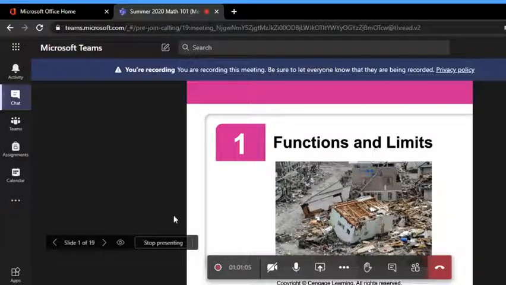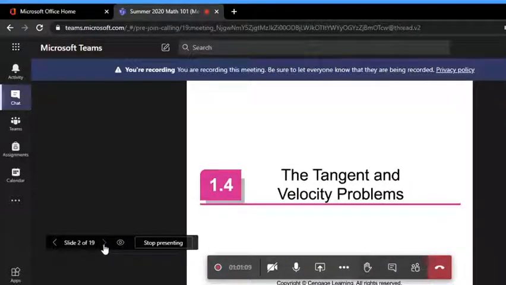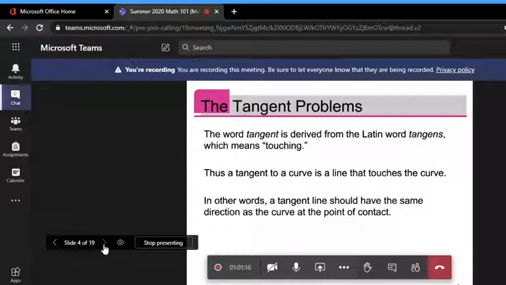Okay, this is section 1.4, again, functions and limits continued. This is the tangent and velocity problem. This is the well-known problem. Okay, what's the tangent problem? Actually, that's where calculus was focusing on many years ago.